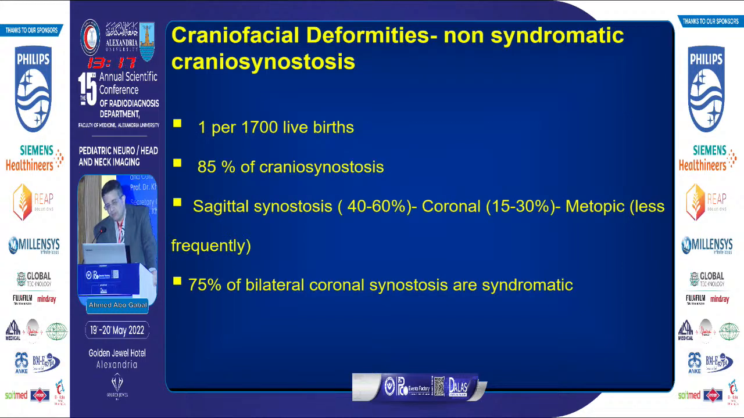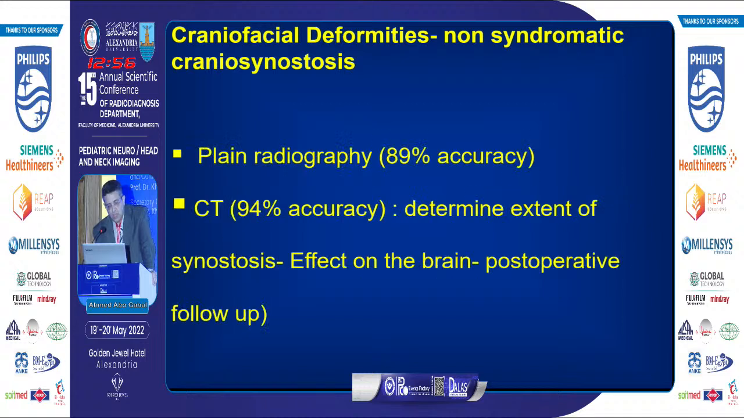So non-syndromic craniosynostosis occurs in 1 per 1,700 live births. 85% of craniosynostosis are non-syndromic, including sagittal synostosis, coronal, and metopic. 75% of bilateral coronal synostosis are syndromic. So when to suspect syndromes? If there is bilateral coronal synostosis.